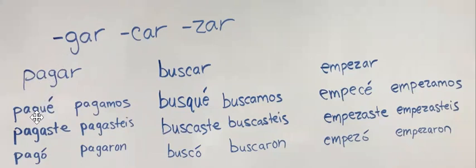G is going to be G-U, the C is going to be Q-U, and the Z is going to be C in the stem. But all of them end with the E with an accent because that's an AR verb. And that's what you're supposed to do for AR verbs and that ending. And then everything else, the other five conjugations here, are all regular.